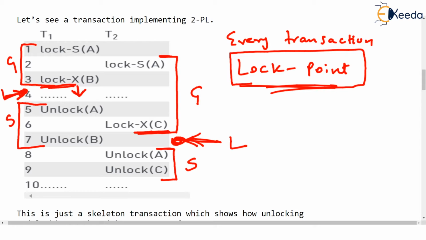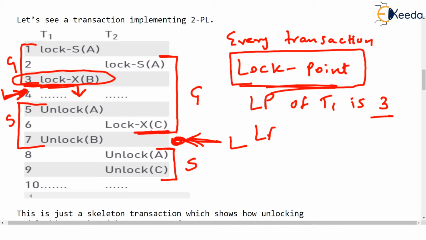So lock point for T1, I'll write LP. Lock point for T1 is third statement. See this third statement. After this, there are no more locks, correct? And lock point for T2 is sixth statement. Check this. After this, there are no more locks acquired.